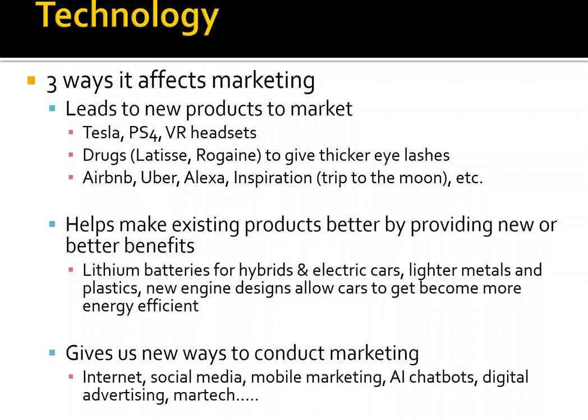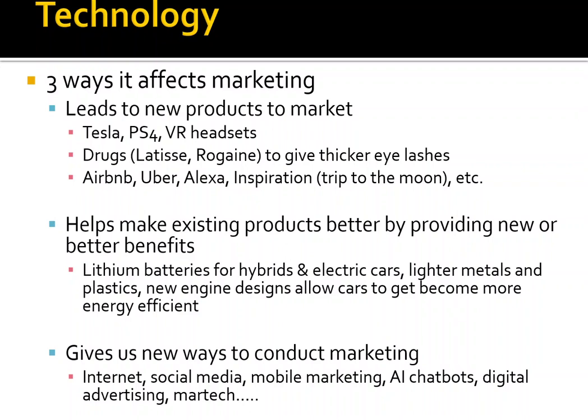And then the one that oftentimes people kind of forget is it gives us new ways to conduct marketing, right? Internet, social media, mobile marketing. Who knows what this new ChatGPT is going to do? Artificial intelligence. So, all the marketing analytics from collecting all the data from all this digital advertising and digital commerce, that's all changing how we do marketing. So those are the three ways.